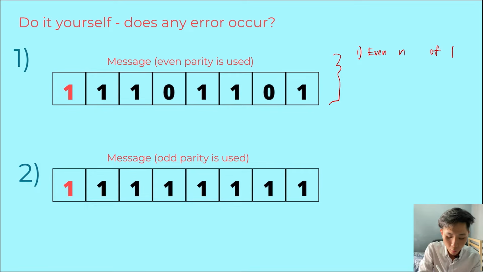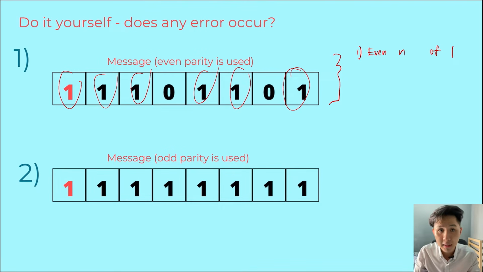And we can count 1, 2, 3, 4, 5, 6. And because they have an even number of 1s, this means that, alright, error does not occur.